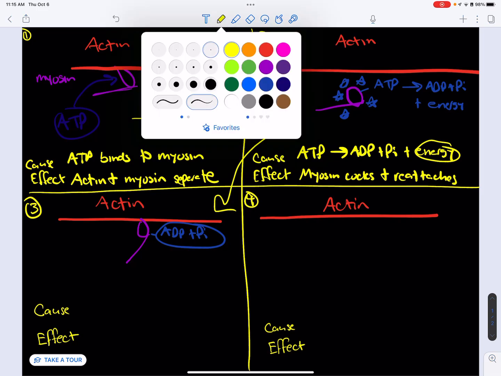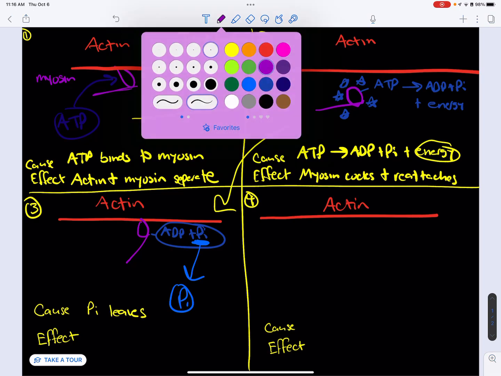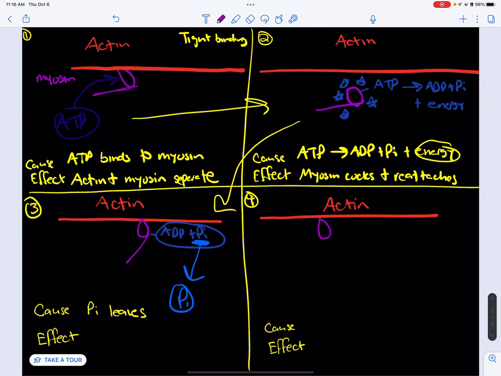Now we've got to go from that part to what's next. What happens here is that the phosphate, specifically, will just leave. So now I've got phosphate floating around here and the ADP all by itself. This causes something: the phosphate leaves. Then we come over here, and my myosin head uncocks, or we have what's called the power stroke.